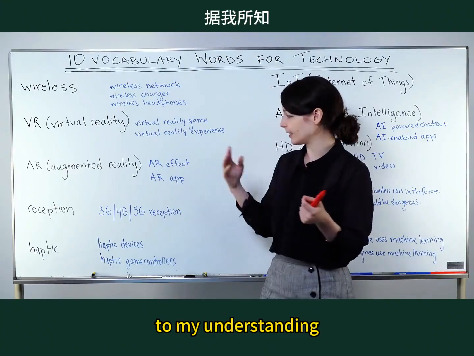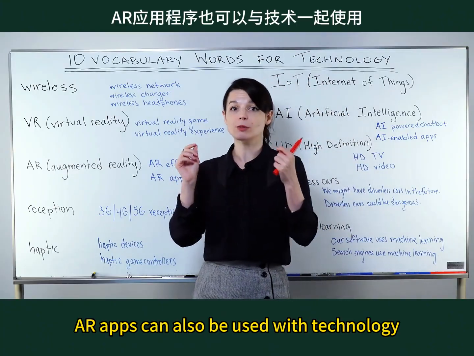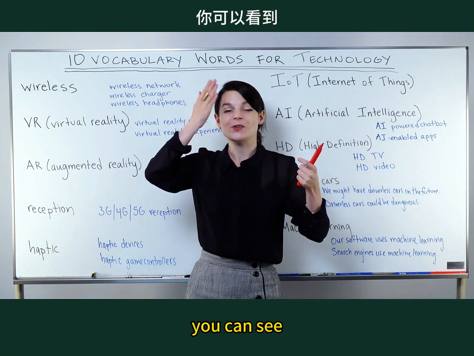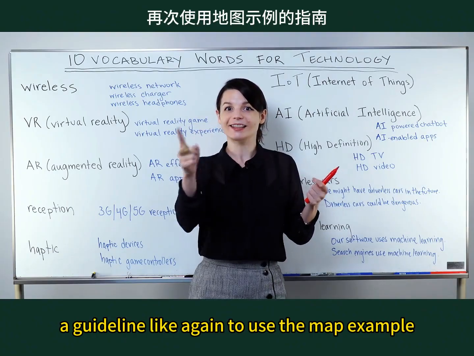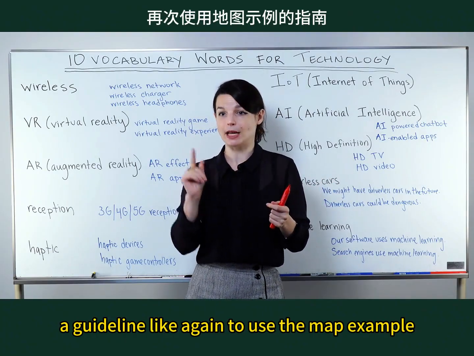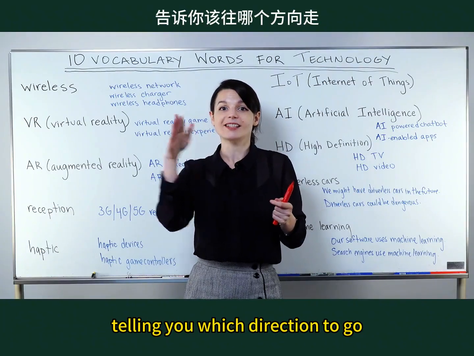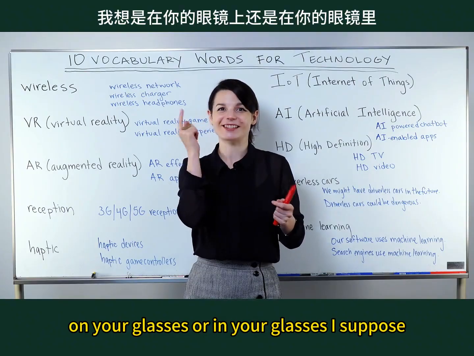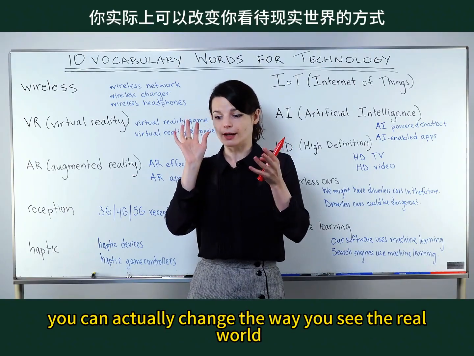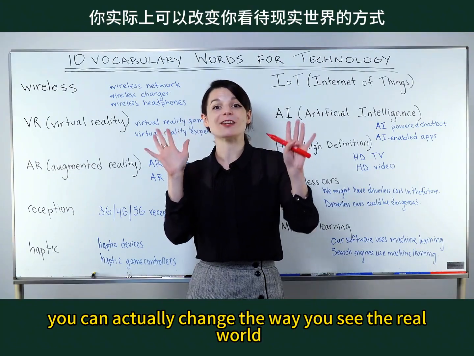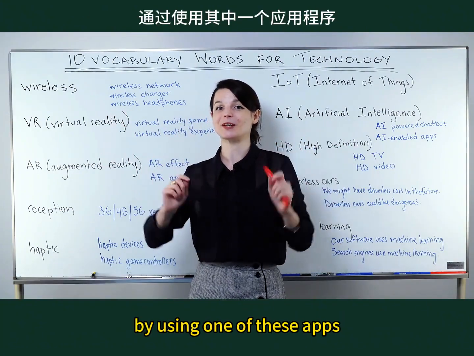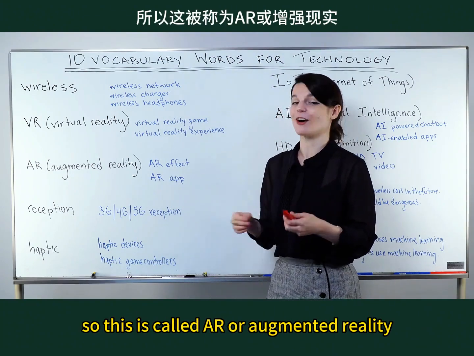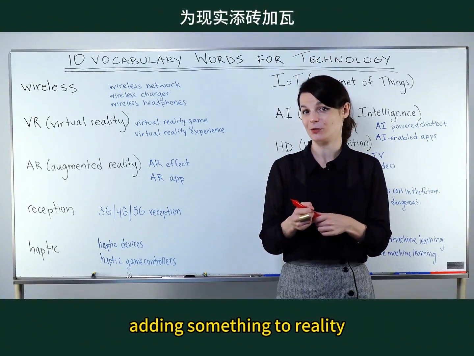To my understanding, AR apps can also be used with technology like Google Glass, for example. To use the map example again, you can see a guideline telling you which direction to go on your glasses, or in your glasses, I suppose. So you can actually change the way you see the real world by using one of these apps. Pretty interesting. So this is called AR, or augmented reality, adding something to reality.